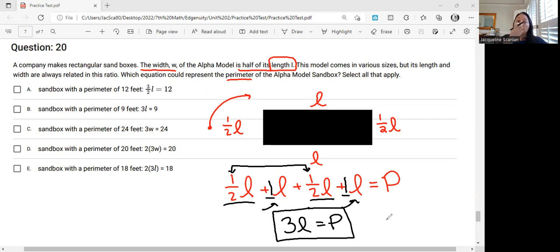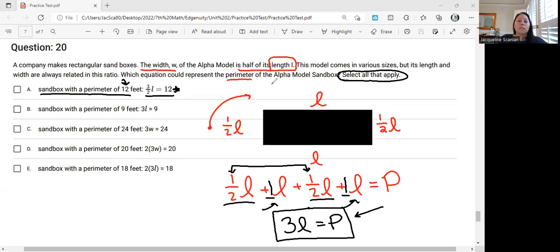Now I need to go and look through my answer choices and figure out which ones give me a true sentence. So let's start with letter A. It says a sandbox with a perimeter of 12, and I get this expression of 3/2 L equals 12. In order for this to be true, I am going to have to take this number 12 and substitute it into my original equation for the perimeter. And then I'm going to solve their given equation and see if I get the same answers.